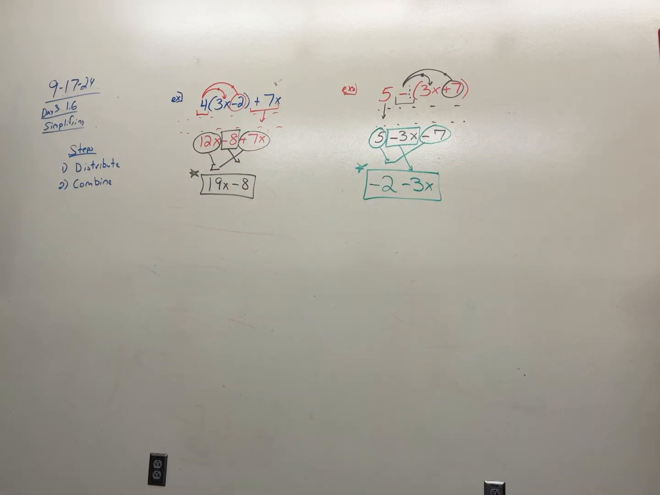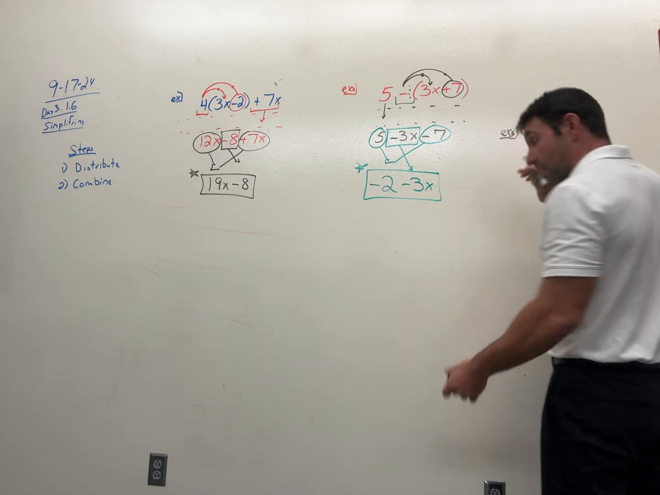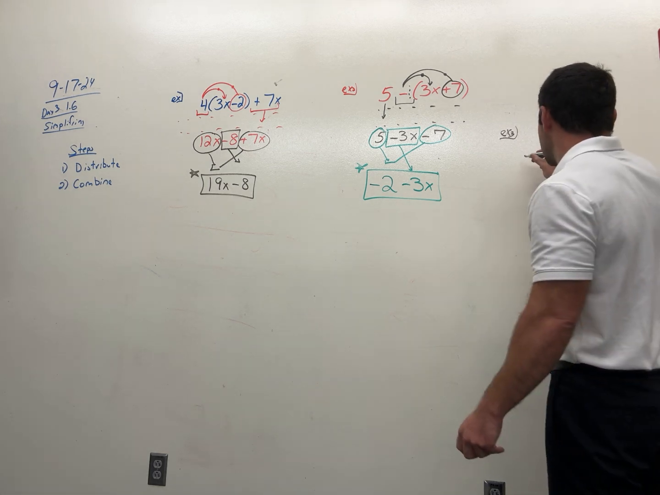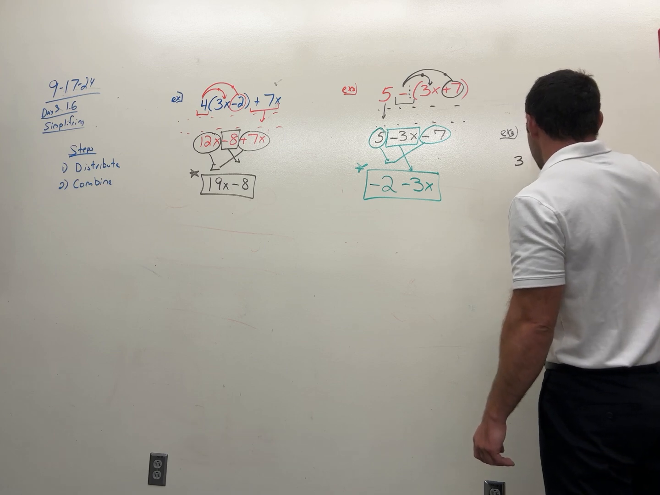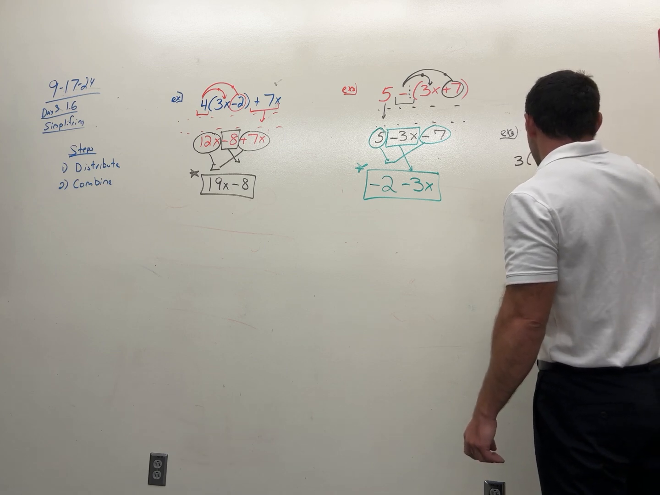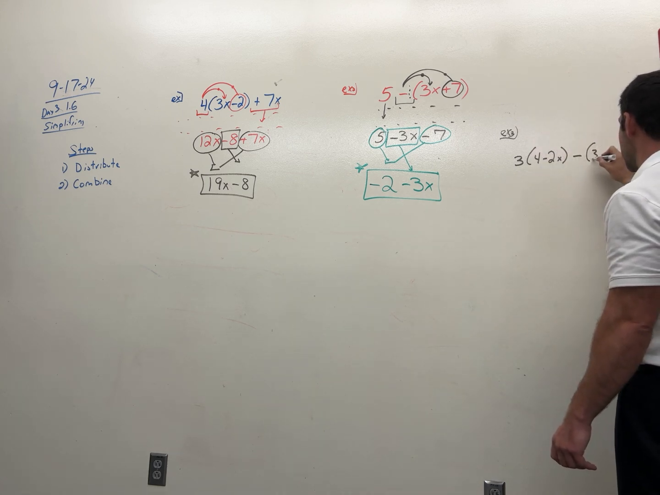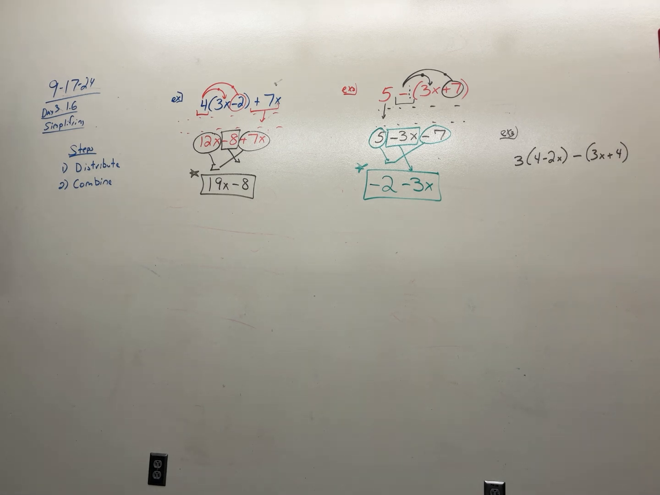Okay. Let's do one more. These are as hard as they're going to get. This is the toughest that you're going to see on the test. Come on, guys. Okay, settle it down. So we've got 3, 4 minus 2x minus 3x plus 4. I don't even have enough room.